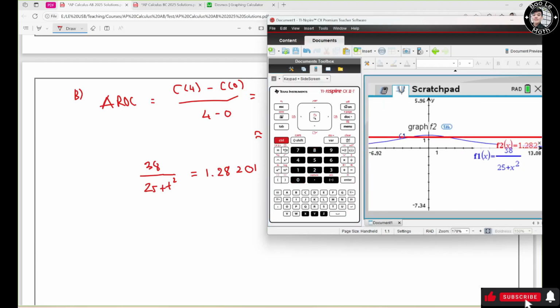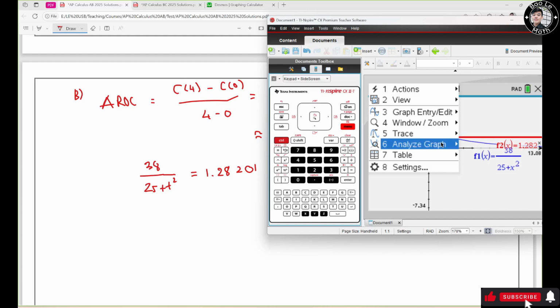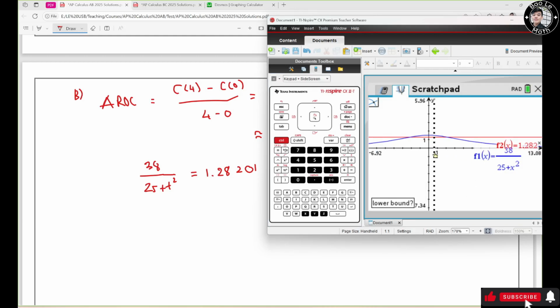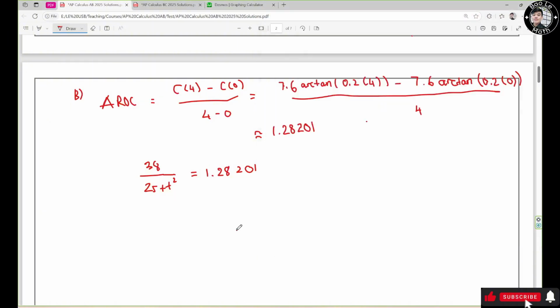Now remember that the interval is from 0 to 4, so you need to find the intersection. It should be right here. So you need to hit menu, number 6, analyze graph, and intersection. Move to the left of the intersection, hit enter, move to the right, hit enter. So the answer should be 2.154, so t equals 2.154 weeks.